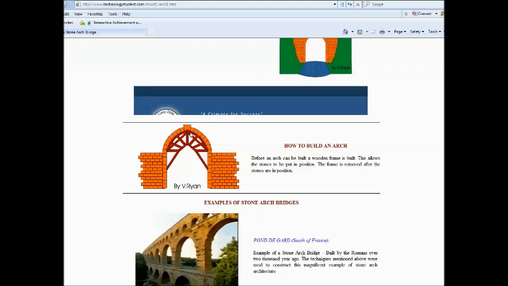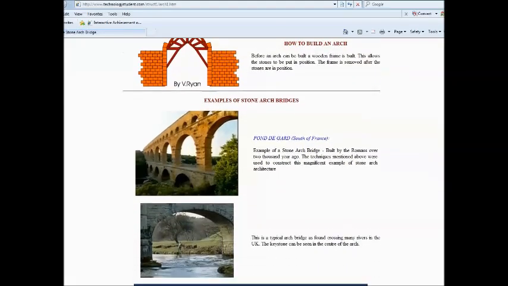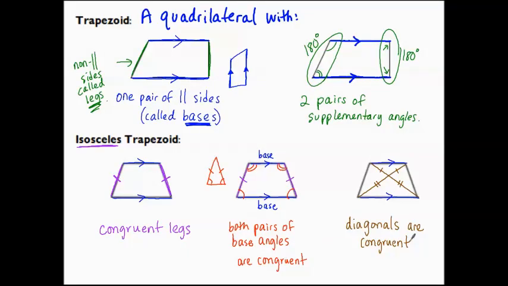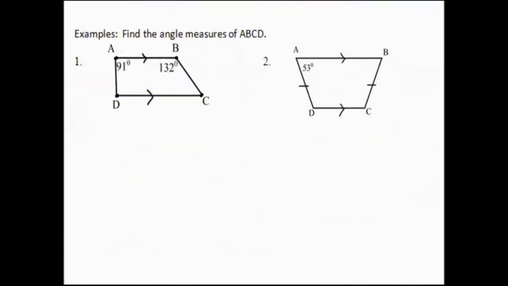So the more we know about these special quadrilaterals, the more information we'll have depending on what we end up needing to use it for in the future. Let's take a look at some examples using these properties of trapezoids and isosceles trapezoids. Find the angle measures of ABCD. ABCD means the quadrilateral, so I'm finding the angle measures that are missing here.